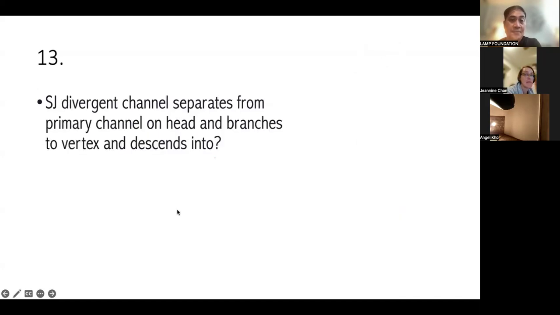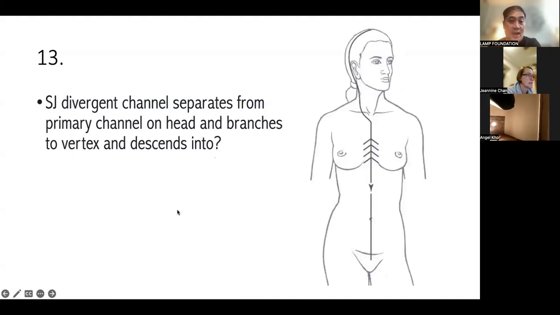Number 13, the Sanjiao divergent channel separates from the primary channel on the head. So we're talking about the divergent channel. This is the picture. I presume you already have the picture of the meridian pathways. It separates from the primary channel on the head, and then it branches to the vertex, and then it goes down into what? Descends into the supraclavicular fossa, Doc. Yes, supraclavicular fossa, and then it crosses the three jaws, then it disperses into the chest.